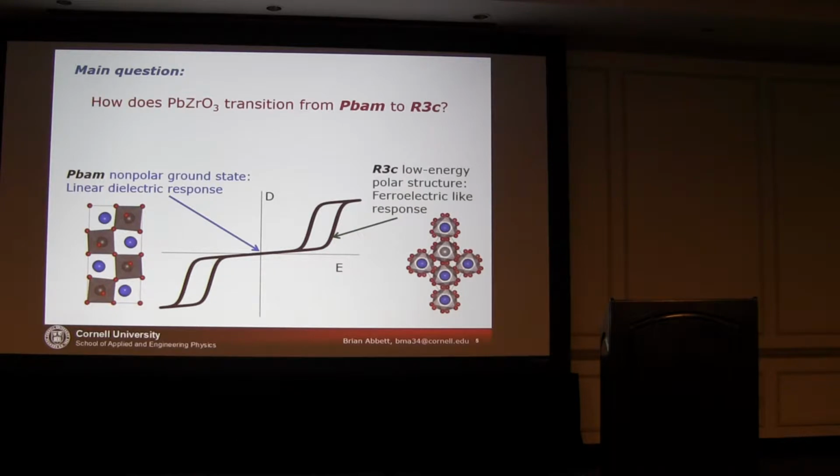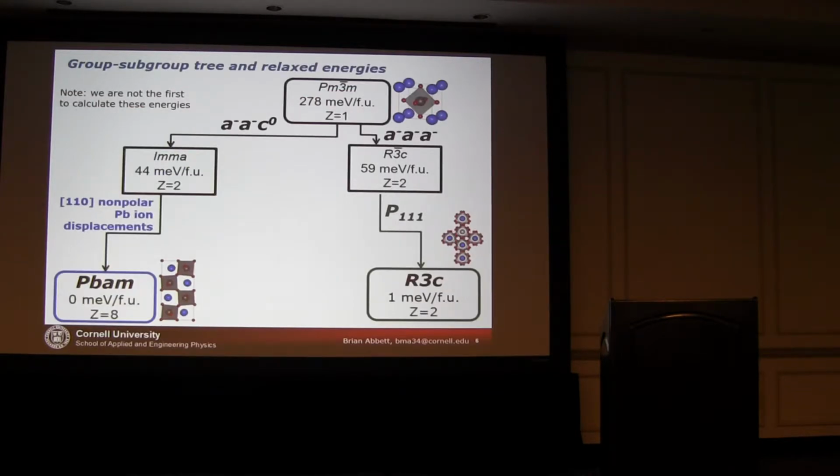One's orthorhombic, one's rhombohedral. So to start things off, I'm going to do some simple group theory to try and understand what distortions are developed in both phases. Starting from this cubic perovskite structure, I'll go down in symmetry. I'm showing energies for each phase relative to the PbZrO3 ground state. To get to this R3c phase, we add in antiphase octahedral rotations and polarization along the [111] axis. And as expected, this phase is just 1 meV higher in energy than the ground state.